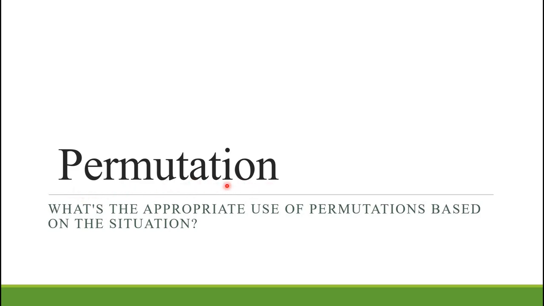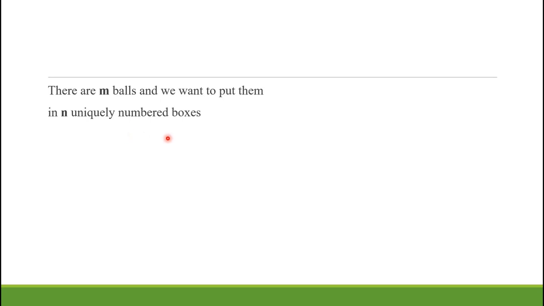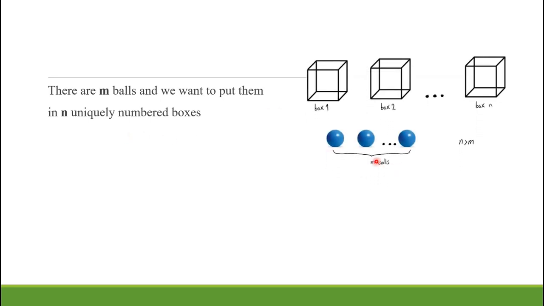in different situations. Imagine we have m balls and we want to put them in n uniquely numbered boxes, where the number of boxes, n, must be equal to or greater than the number of balls, m. Let's consider different conditions and find the ways we can do this.